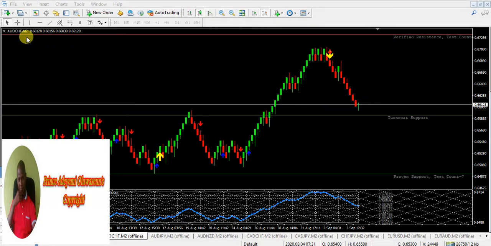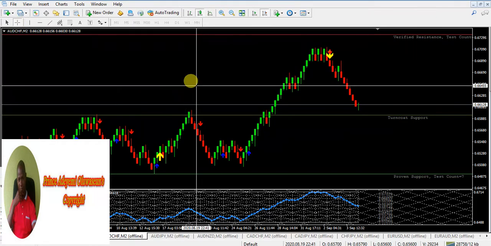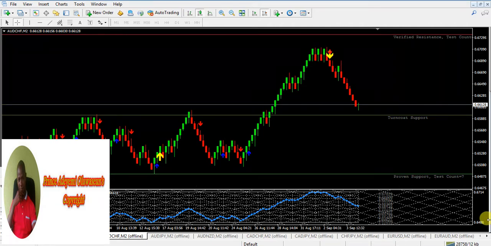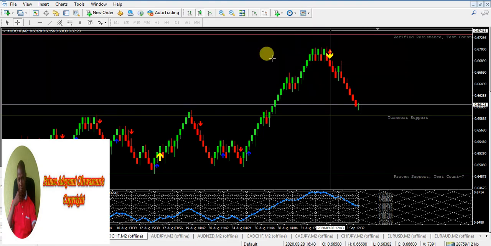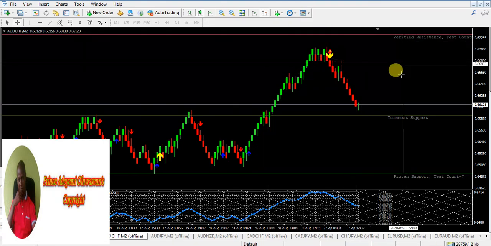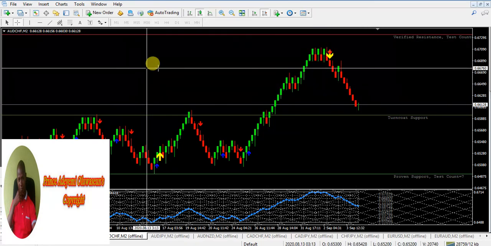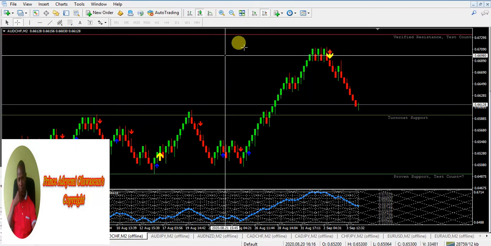I just want you to focus on the window indicator, which is this window indicator, and the arrow, the big yellow arrow. Forget about the small ones.